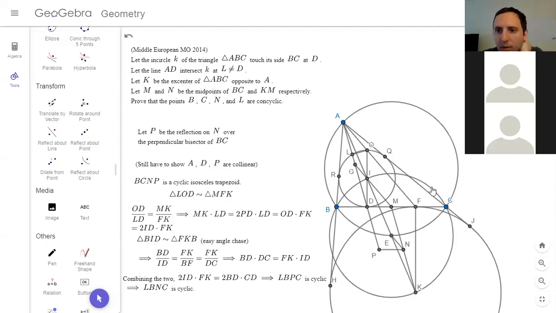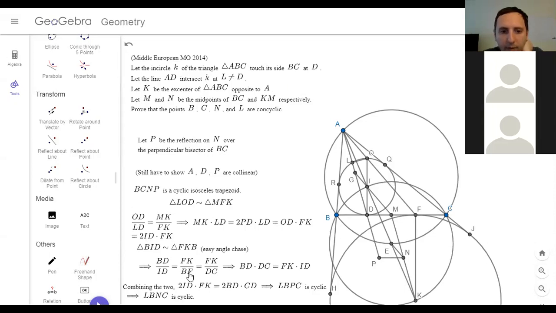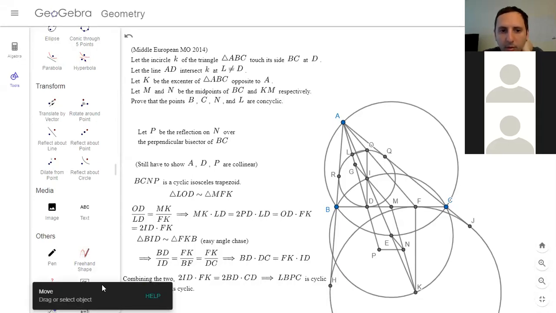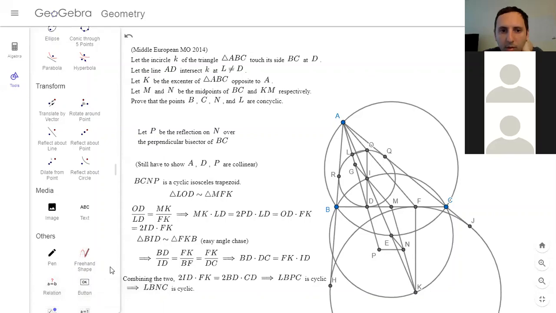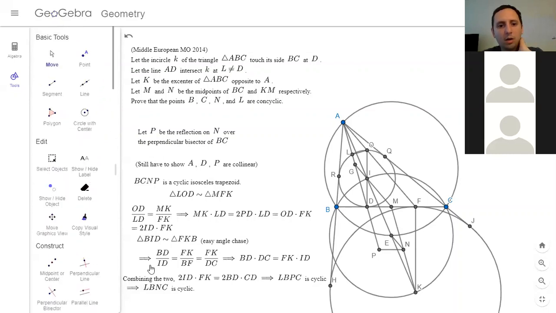Let's see. The similarity equation must be BD over ID is FK over KB. Or I think FK over BF, right? Or, well, because KB is a hypotenuse. Or maybe, no, that's right. The equation is right. There's nothing wrong. Okay. All right.